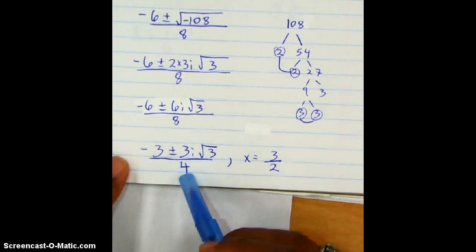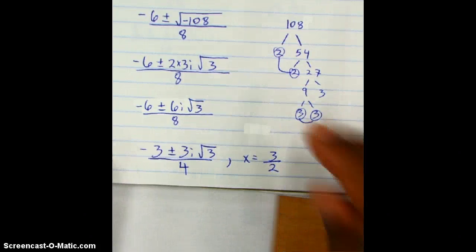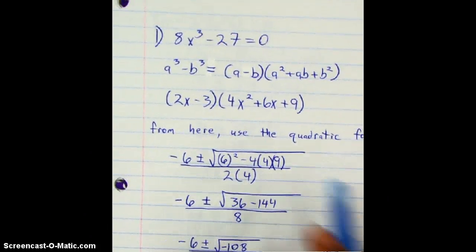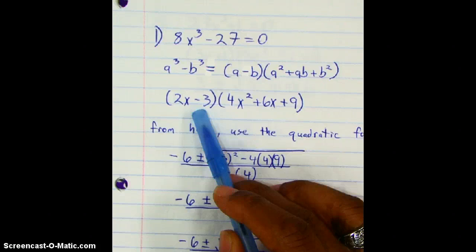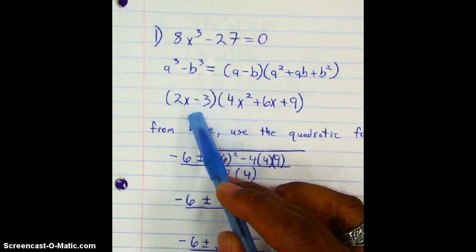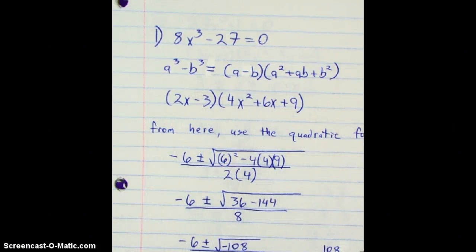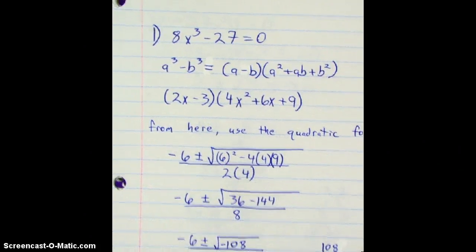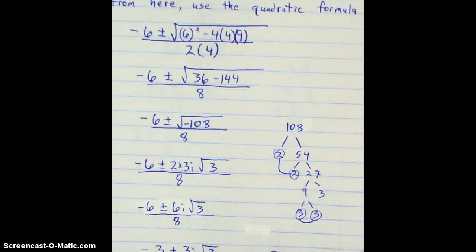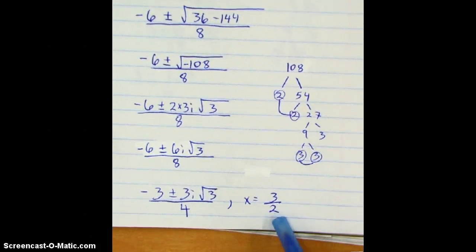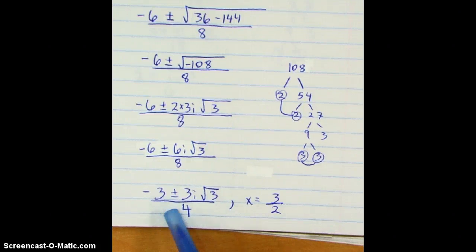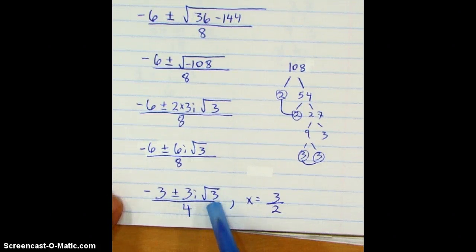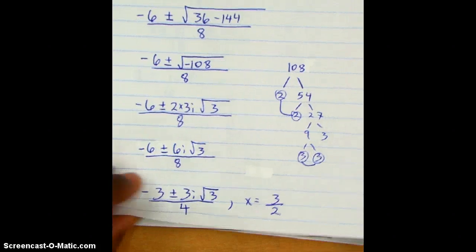And then, can't forget about the other root to get the other zero, because that's one set of zeros. To get the other zero, we're going to take this thing right here, the 2x minus 3, set it equal to 0 and then solve the equation. So we're going to do 2x minus 3 equals 0. Remember, we add 3 to both sides, then divide by 2. So that's how we get 3 over 2 for this second term. So we get negative 3 plus or minus 3i times the square root of 3, all that divided by 4. That's part of it. And then we get 3 over 2 for the other part.